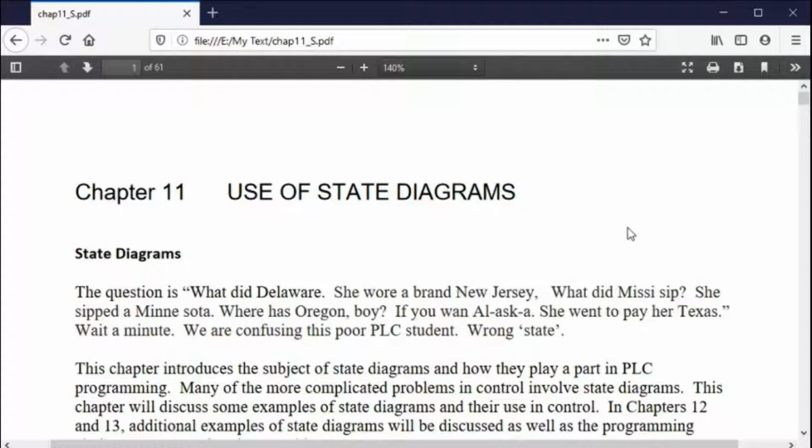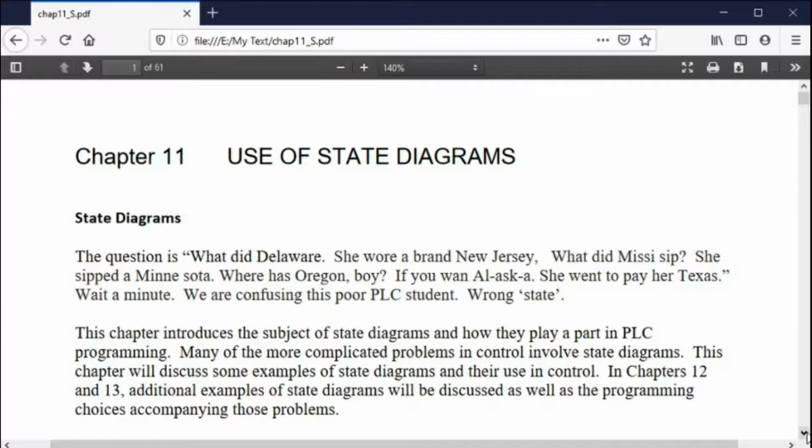We're talking about state diagrams, and hopefully by the end of this chapter you'll understand what the word state diagram actually means, and you'll have a little bit better idea as to why they're so important in development of PLC programs of any kind, but specifically we'll talk about some of the applications and where they're used.